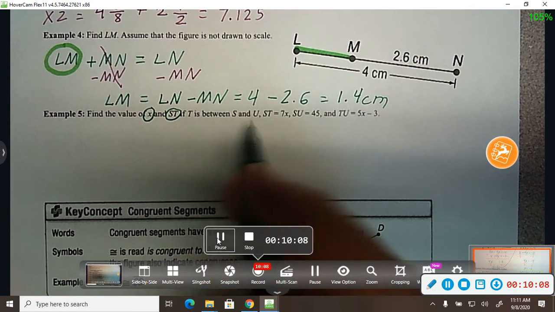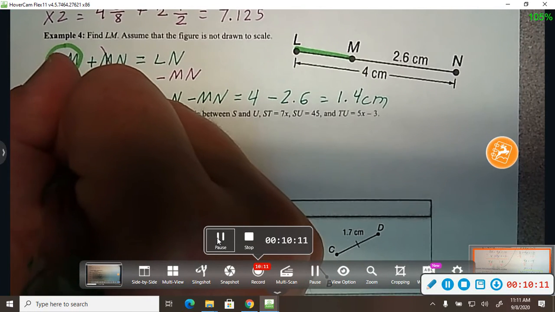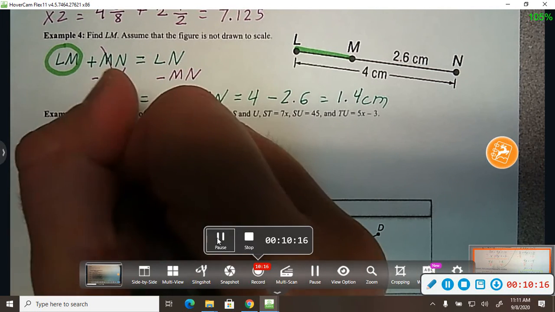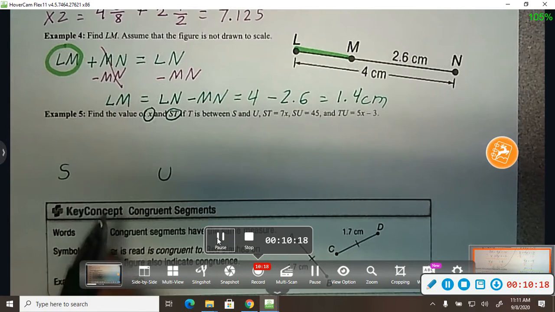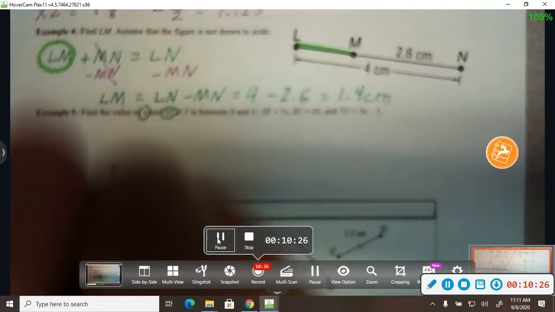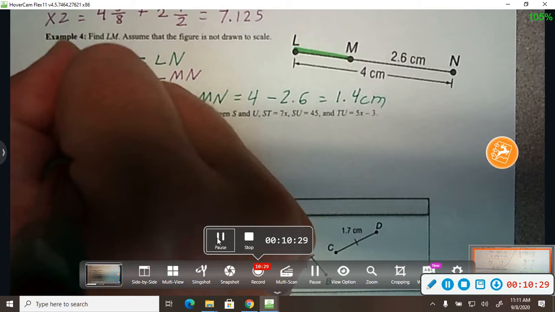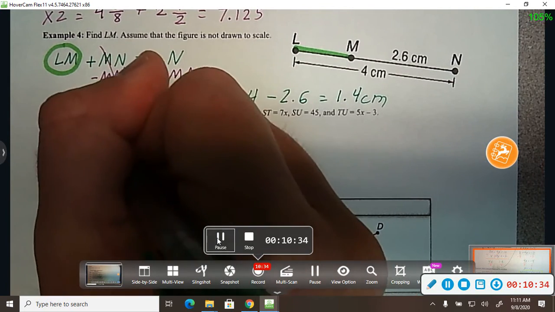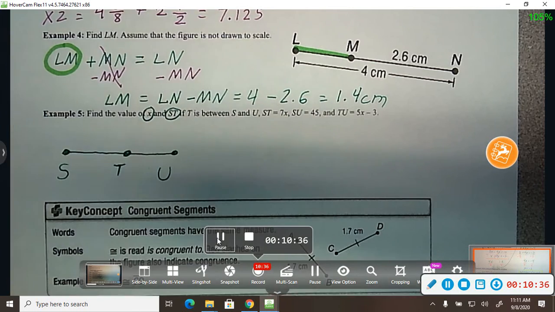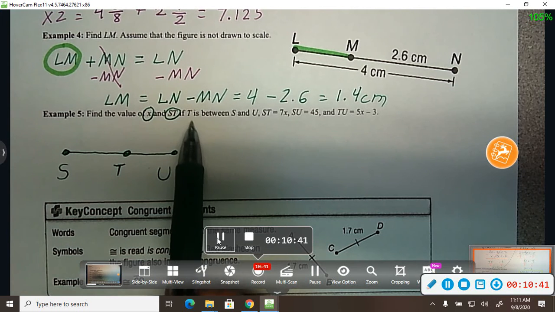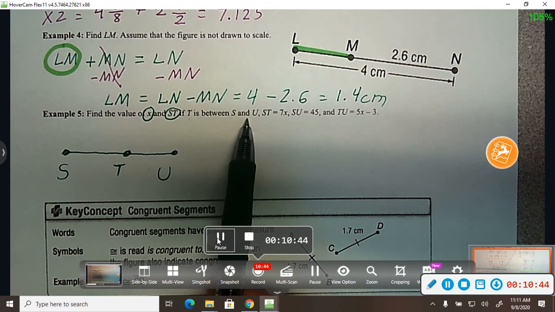But if T is between S and U, I need to put S and U with the T somewhere. We don't know where. It could be exactly in the middle. We don't know that for sure. So maybe we'll put it a little like right there. So we have S to U, and we have T somewhere. It could be halfway, it could not be halfway. We don't know. But so far, T is between S and U.